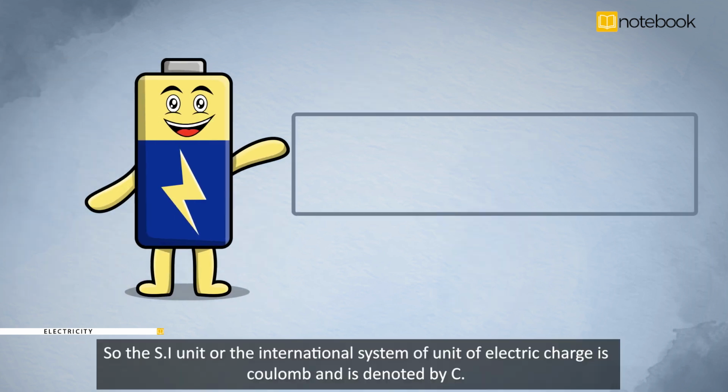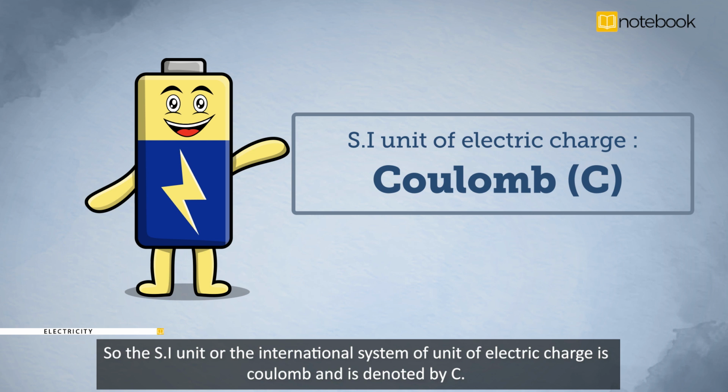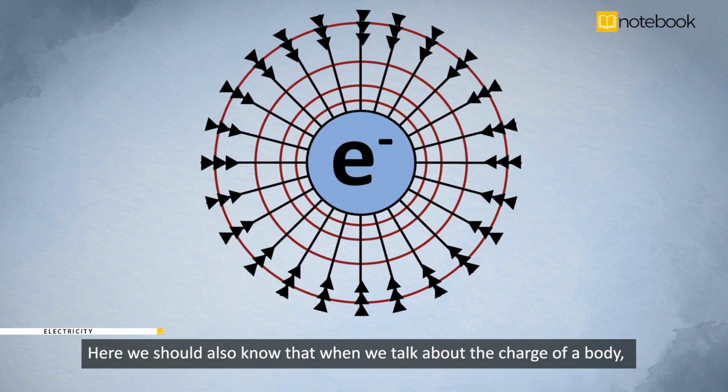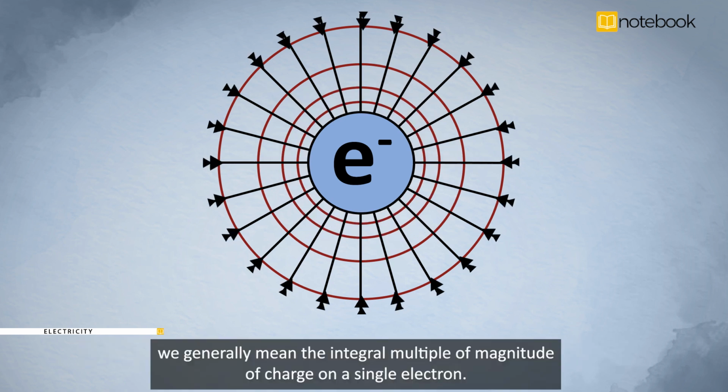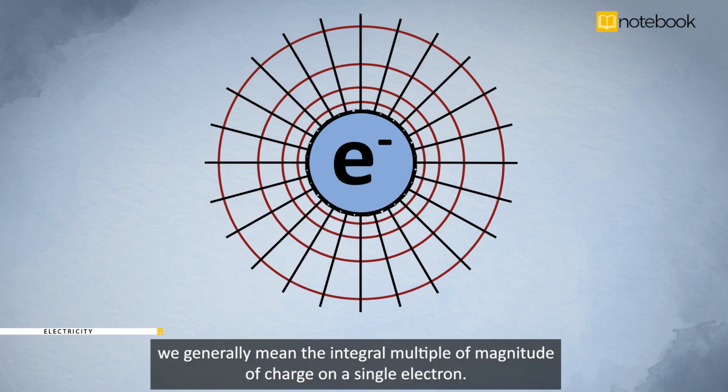So the SI unit or the International System of Unit of Electric Charge is Coulomb and is denoted by C. Here, we should also know that when we talk about the charge of a body, we generally mean the integral multiple of magnitude of charge on a single electron.